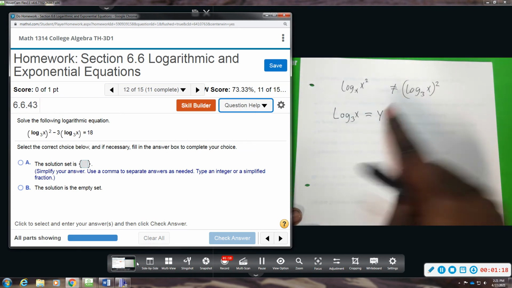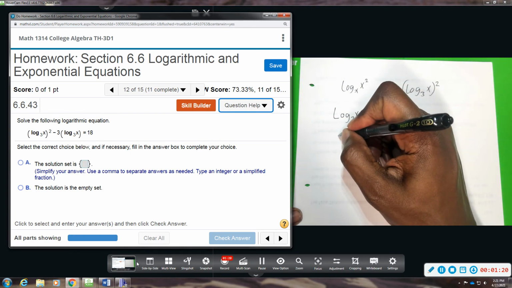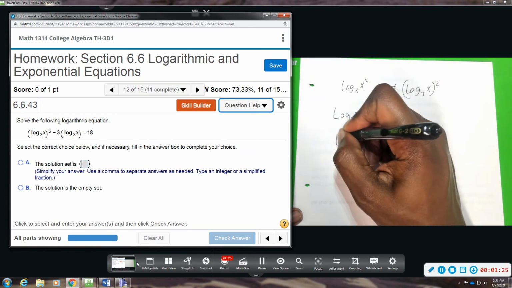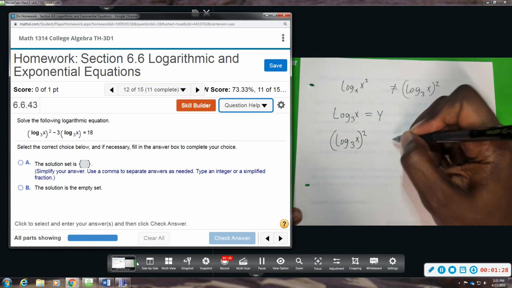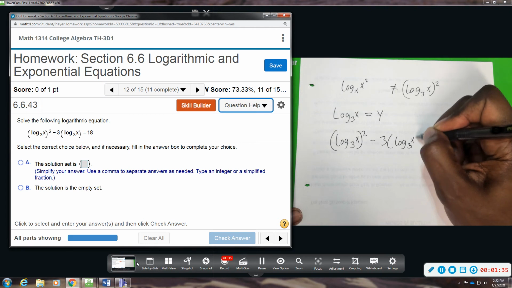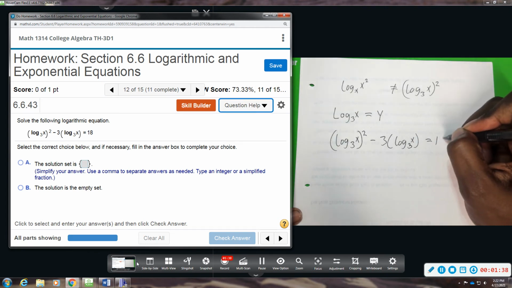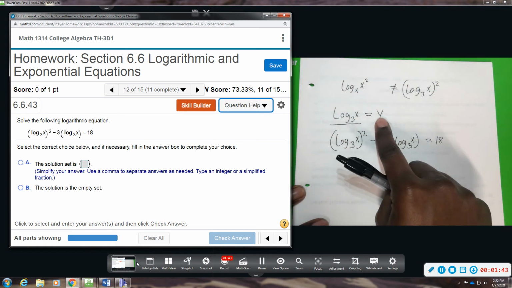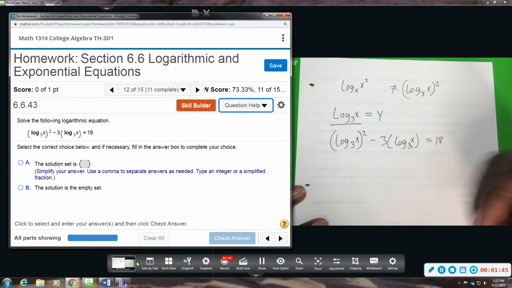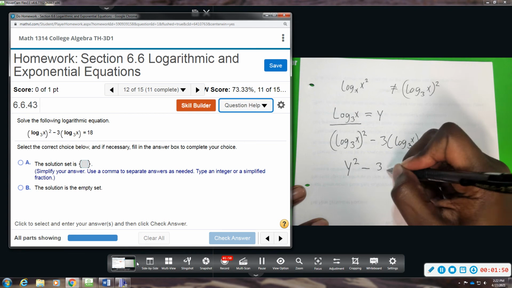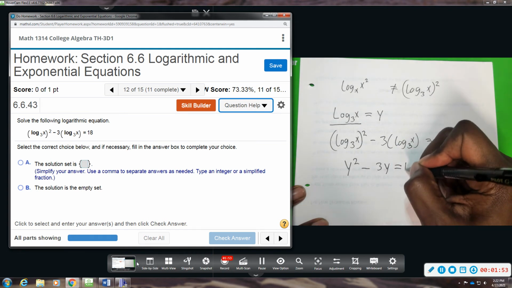As I'm looking at this expression, this is log base 3 of x whole thing squared minus 3 log base 3 of x equals 18. All right, so as I replace log base 3 of x with y, this is a y, so it's y squared minus 3, this is a y, so 3y equals 18.